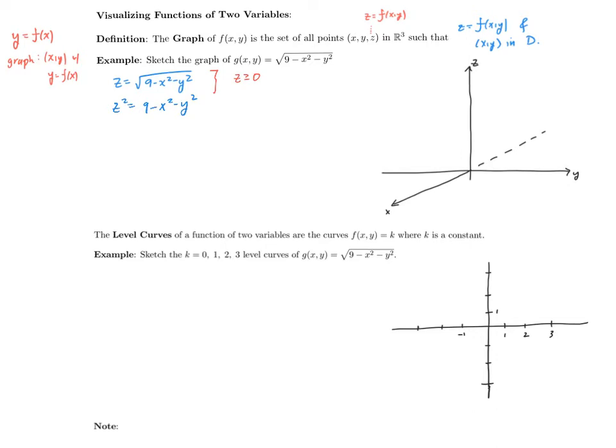If we manipulate this, we could square both sides to make it look simpler. We could add x squared and y squared to both sides to make it look familiar: x squared plus y squared plus z squared equals 9. And this represents the equation of what type of object? Hopefully I'm agreeing with you here. It represents the equation of a sphere of radius 3 centered at the origin.